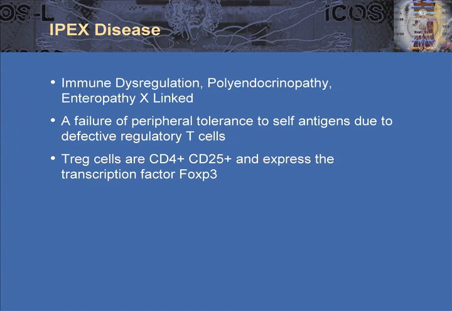So what does Billy have? Billy has something known as IPEX disease or IPEX syndrome. IPEX stands for immune dysregulation, polyendocrinopathy, because the autoimmune process affects multiple endocrine glands, and enteropathy, which is autoimmune in nature also, which is X-linked. In IPEX disease, there is a failure of peripheral tolerance to self-antigens due to defective production of a subset of T cells known as regulatory T cells or Treg cells. Treg cells are CD4 positive and CD25 positive, so activated T cell populations that express the transcription factor FOXP3.